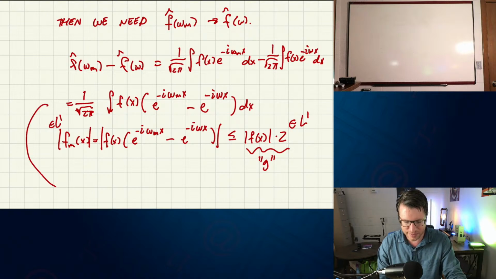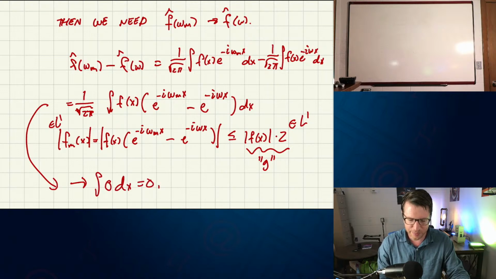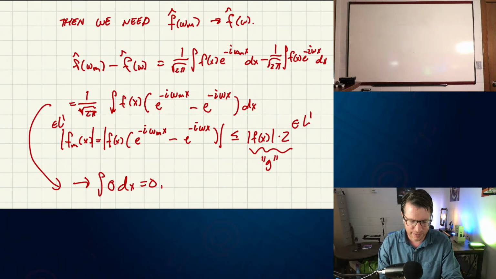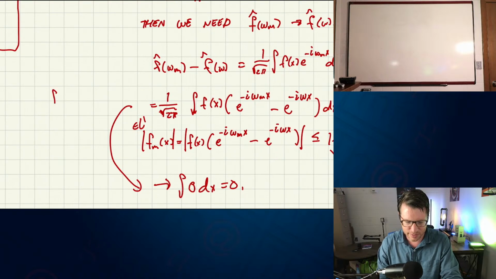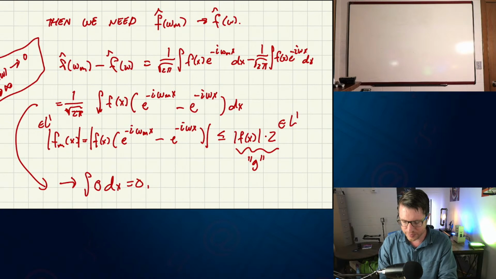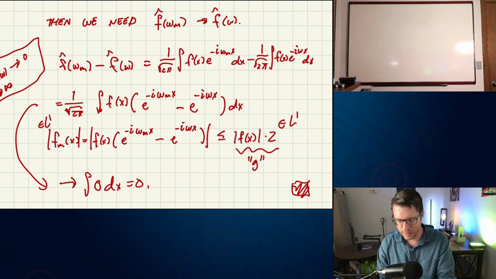So then that means that this goes to the integral of 0 dx, which is equal to 0. If we take a look at what we just said, we have essentially shown that f hat of omega_m minus f hat of omega converges to 0 as m goes to infinity. And so this is continuity, because this sequence was completely arbitrary. So that's pretty nice.